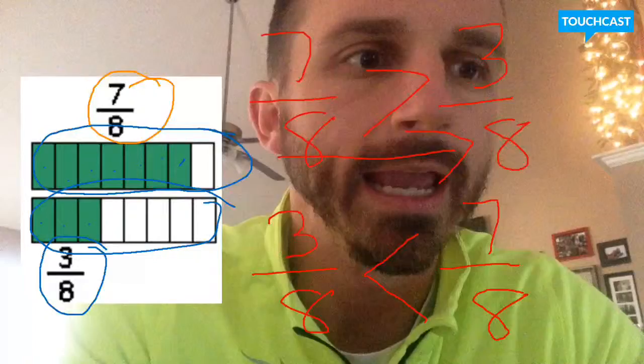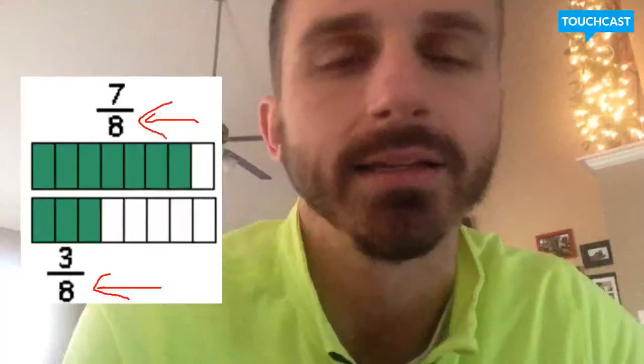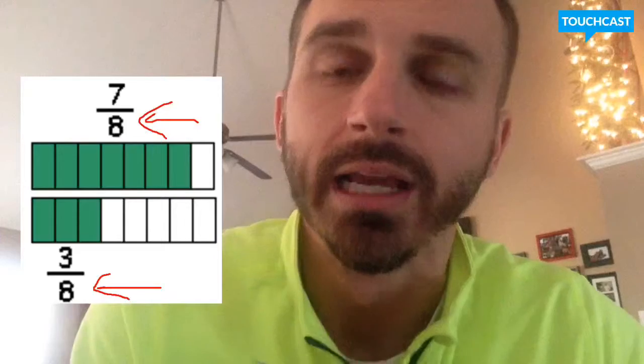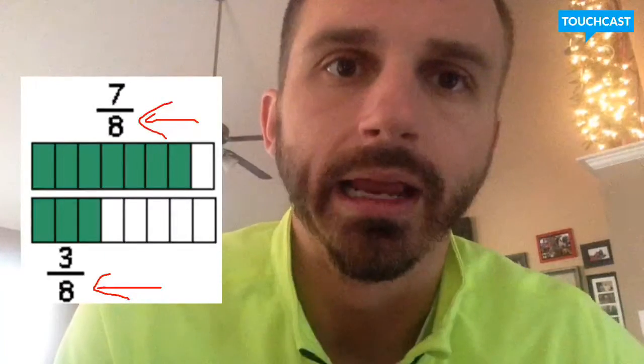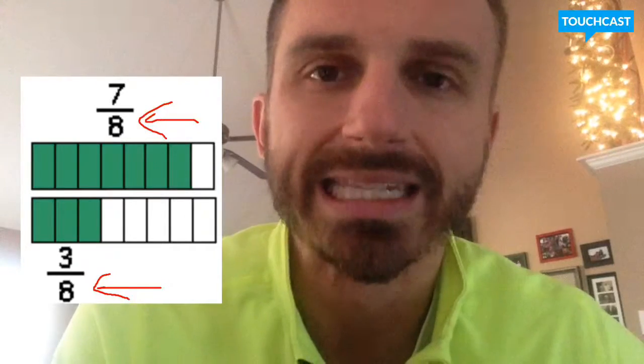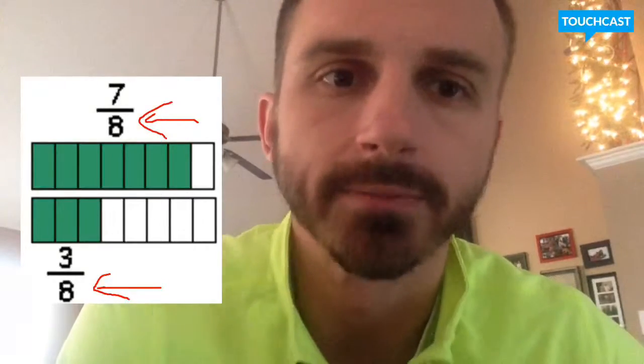And so when we're looking at fractions that have the same denominator, in this case both of them have an 8, we look at the numerator. The numerator that is the larger one is going to tell us which one is the larger fraction. And looking at this model, it's easy to see that 7/8 is larger than 3/8.